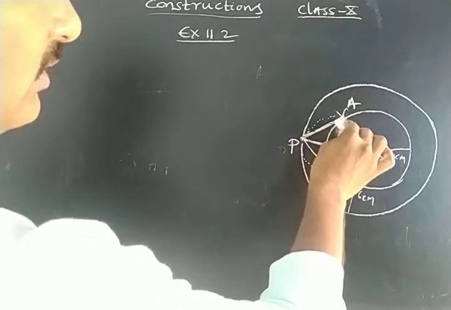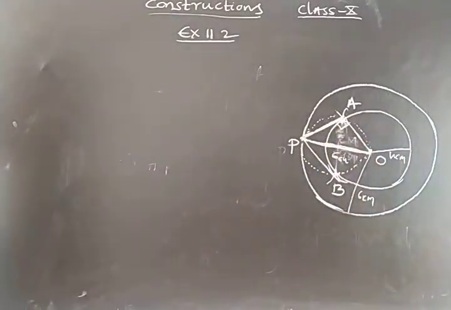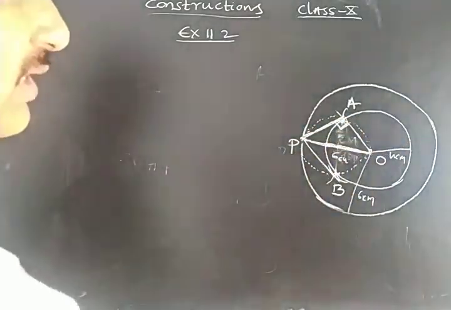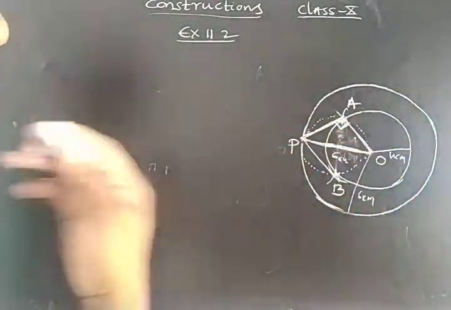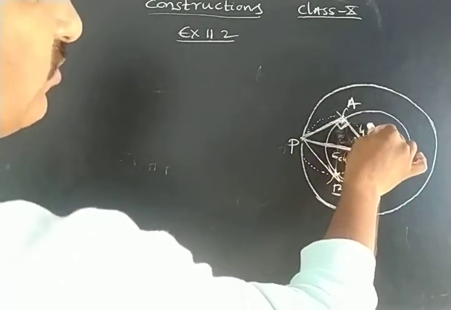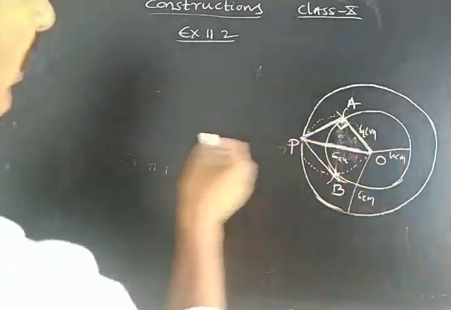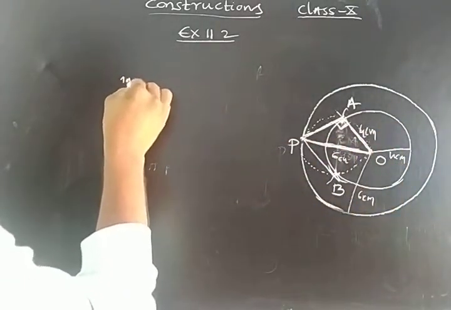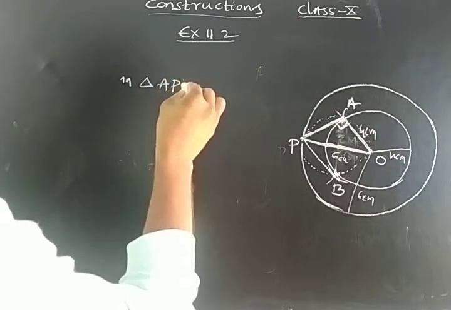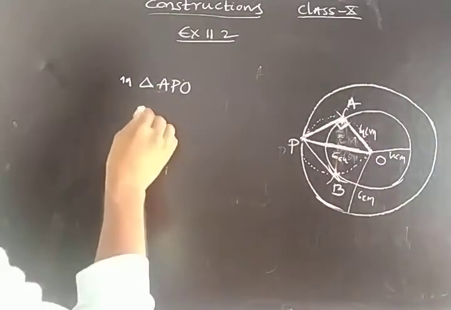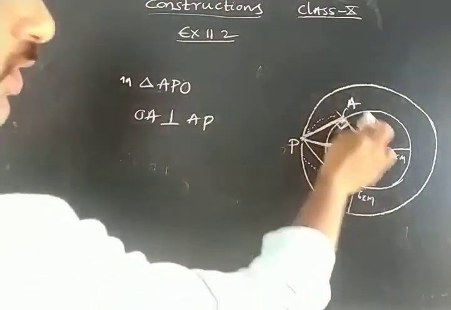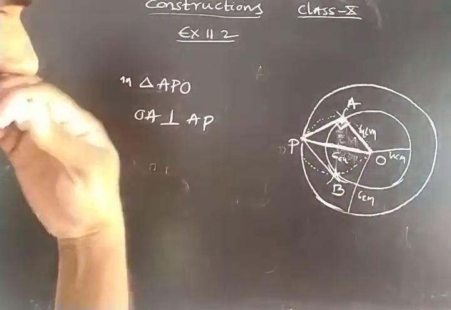And we know that this is perpendicular here. We know that tangent. Why? Because AP is tangent, no? Tangent is perpendicular to the radius of the circle. So here this is 6 centimeters and this is the radius of the small circle, 4 centimeters. By using Pythagoras theorem, in triangle APO, OA is perpendicular to AP. OA is the radius and AP is the tangent, so it is perpendicular.